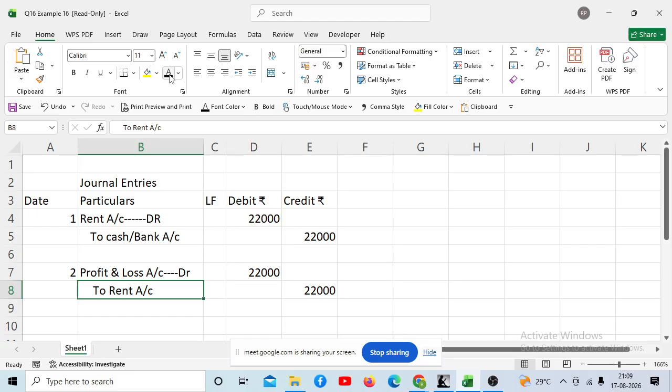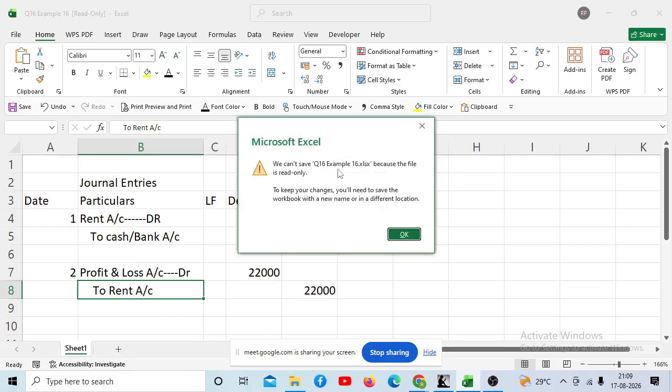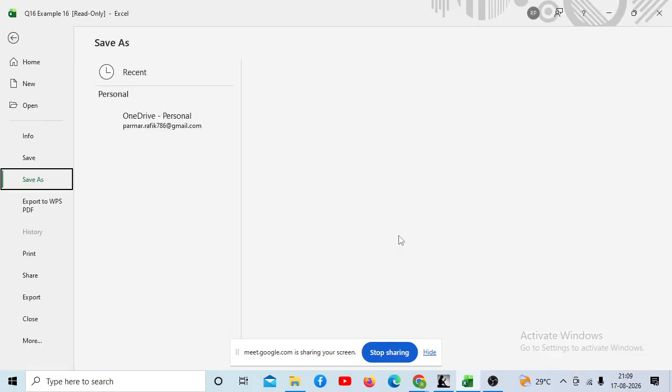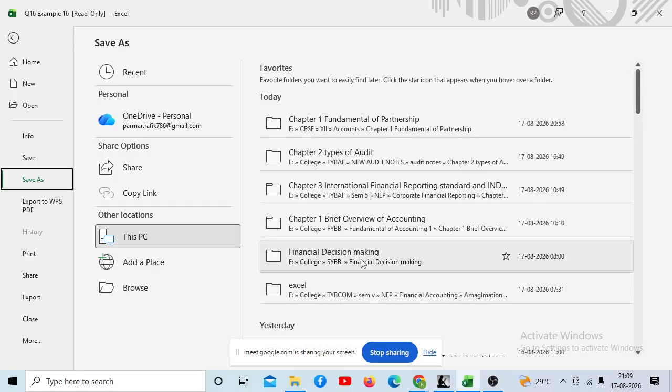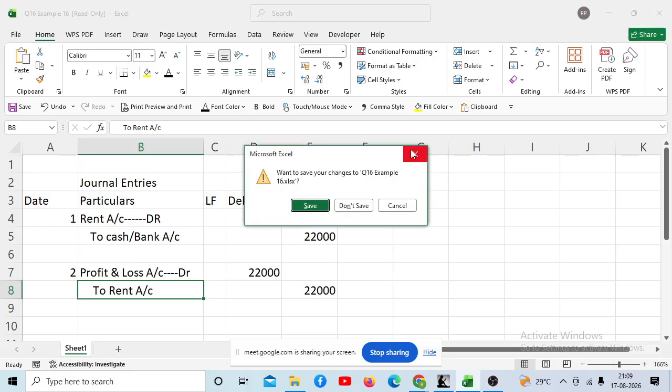Okay, Done, sir. yes, now let us move to the next concept, that is, 1 minute, it is not allowing me to save the file.